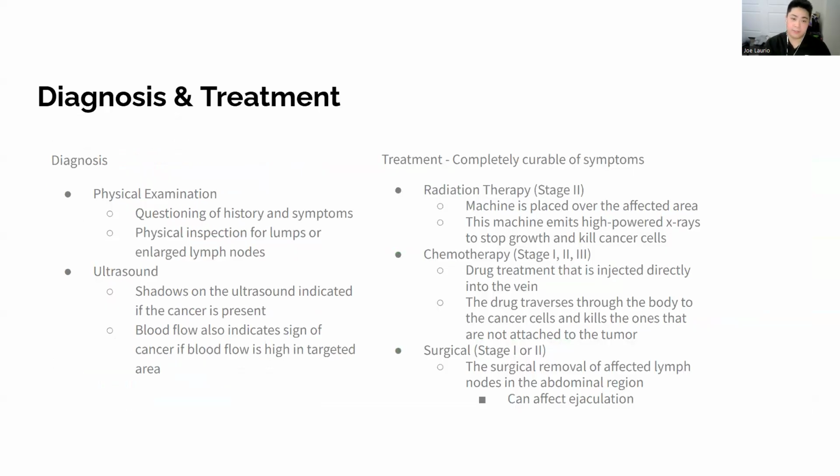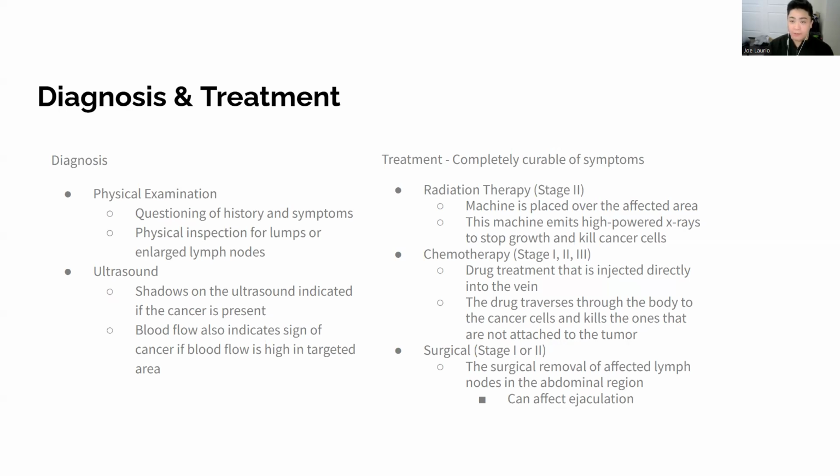So for the diagnosis, you could either do a physical examination or questioning of history and symptoms, like in the family lineage or inheritance. And then there's an actual physical inspection for lumps or enlarged lymph nodes by the biomedical professional. You could also diagnose it through an ultrasound, which shows shadows if the cancer is present. Blood flow also indicates signs of cancer if the blood flow is high in that targeted area as well.